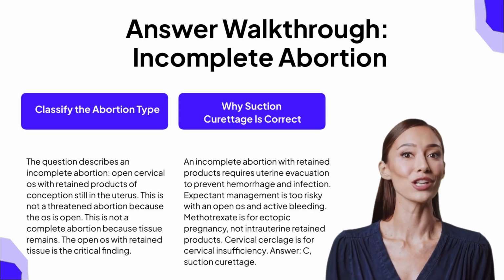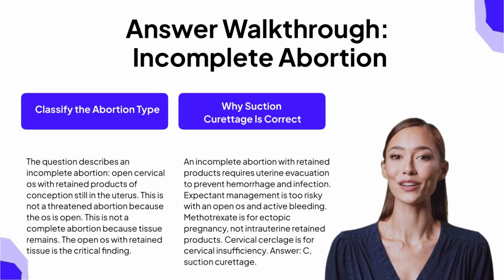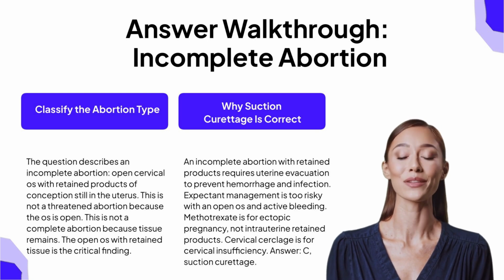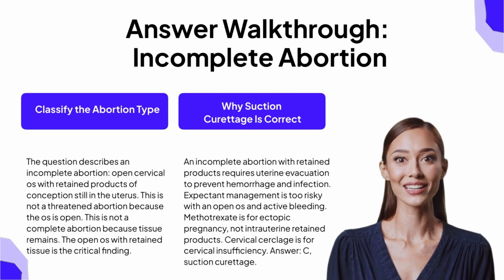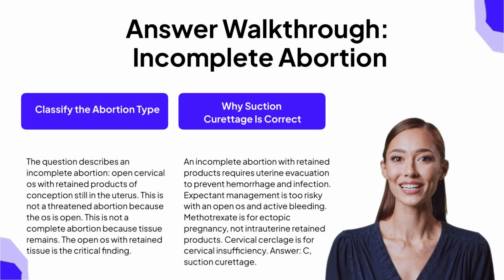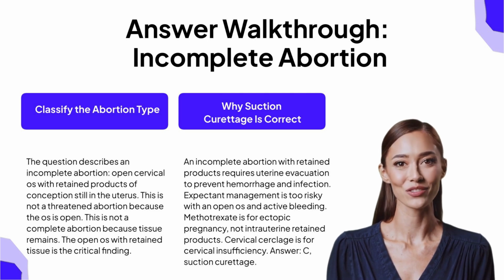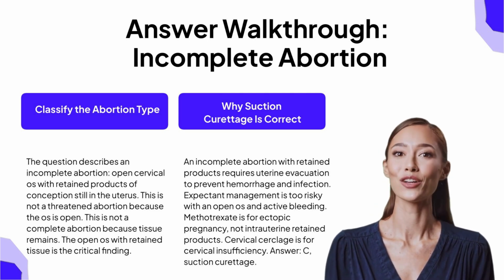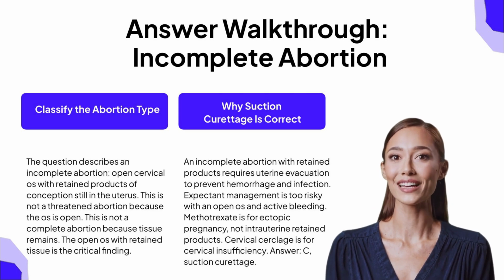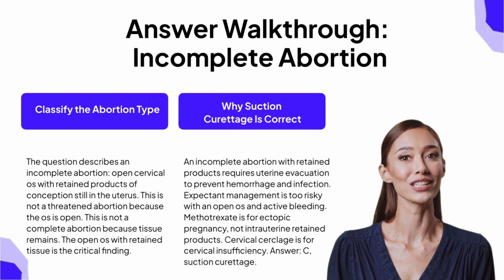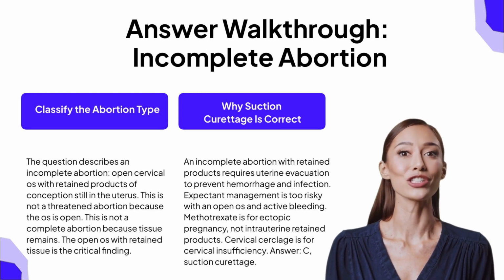In our question, the open OS with retained products means incomplete abortion, and the management is suction curettage. Expectant management carries too much risk with active bleeding and retained tissue. Methotrexate is for ectopic pregnancy, not for intrauterine retained products. Cervical cerclage is for cervical insufficiency and has nothing to do with this scenario. The correct answer is C, suction curettage. Review the abortion classification table in your obstetrics resources.